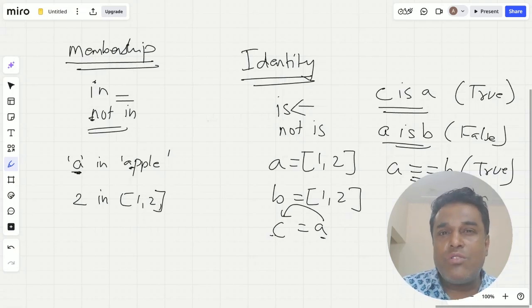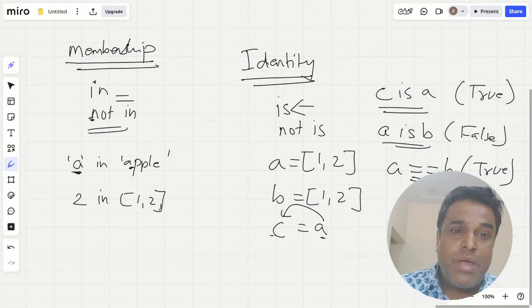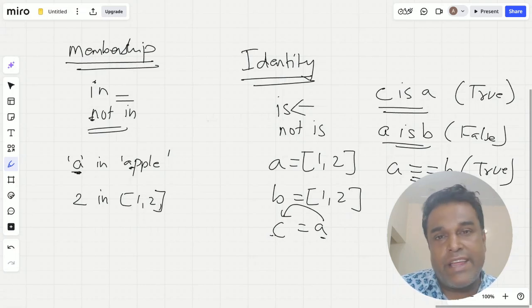So we'll see this. The is operator also we are not going to use much. Maybe we have a requirement where we need to compare objects. In that case, maybe we are going to use this. So these are all the operators in Python. We have covered all 7 operators in Python.